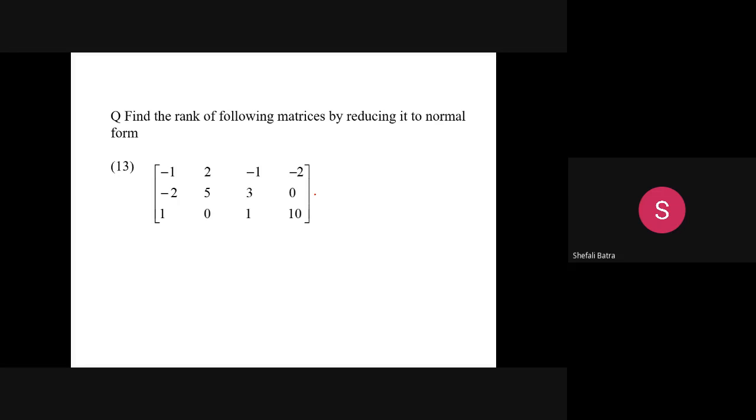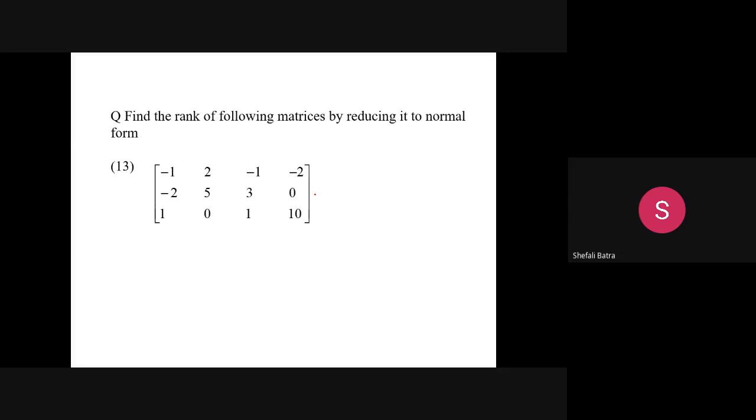Be ready with your notebook and pen. We need to reduce this into normal form. Can you tell me the maximum rank? What can be the maximum rank for this given matrix? Ma'am, 3. Very good, because its order is 3 into 4. So the maximum rank can be 3.